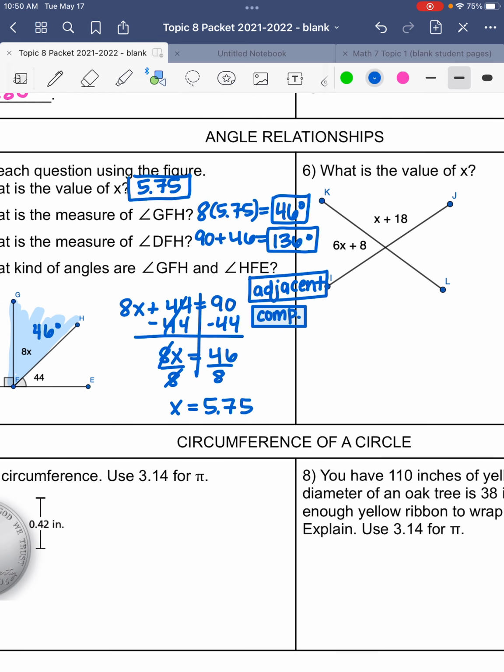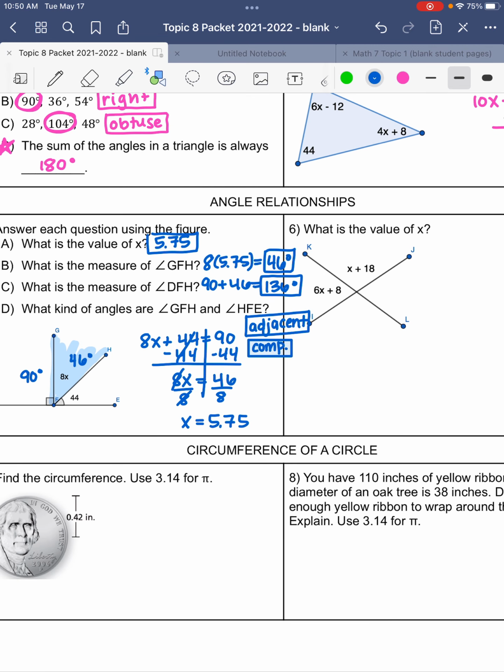So angle GFH that I have highlighted in blue and angle HFE that is 44 degrees, those angles together are complementary angles. They add up to 90 degrees. They're also adjacent. They're next to each other. Okay? Now let's look at number 6.